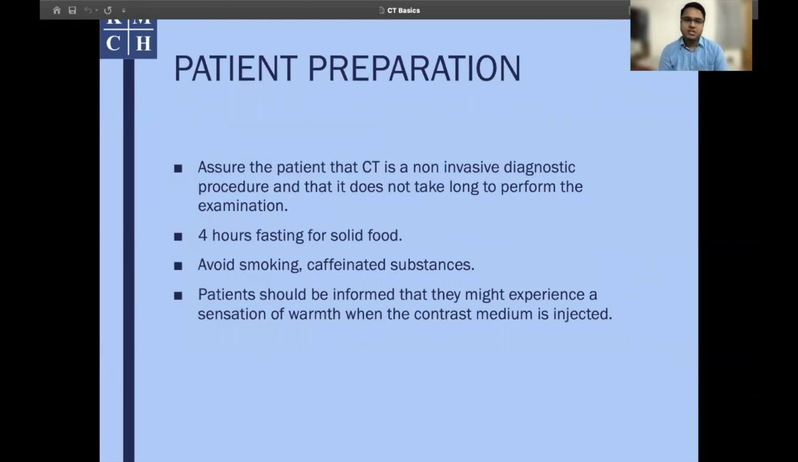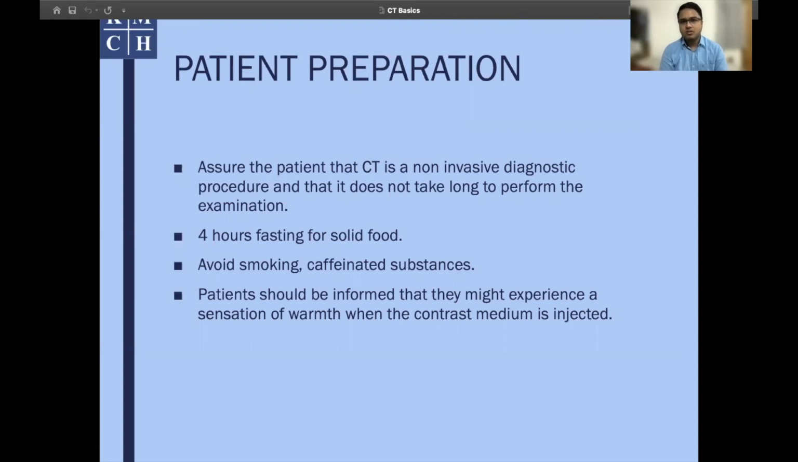Coming to patient preparation. First and foremost, assure the patient that CT is a non-invasive diagnostic procedure and that it does not take a long time to perform. Patient anxiety is one of the most important factors which increases the heart rate and gives a poor quality scan. So try your best to allay the anxiety of the patient.